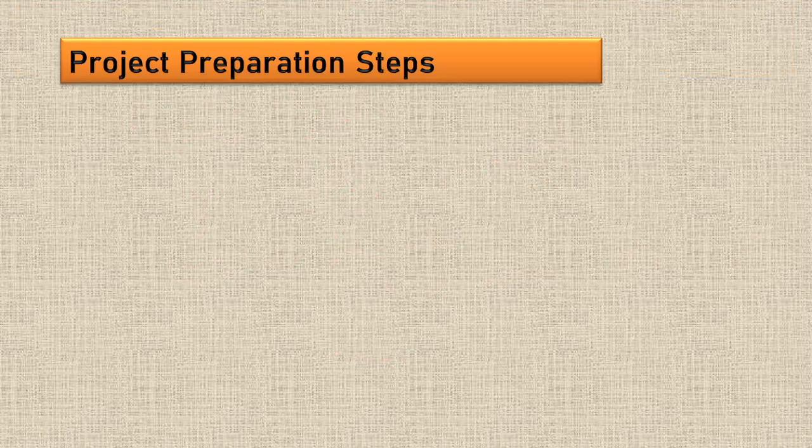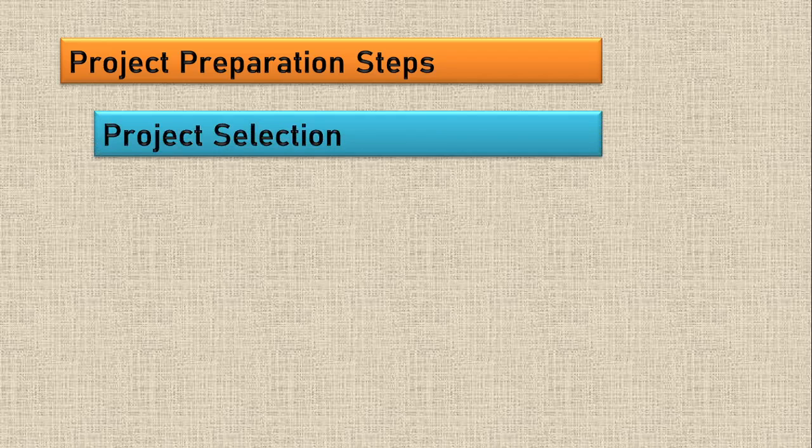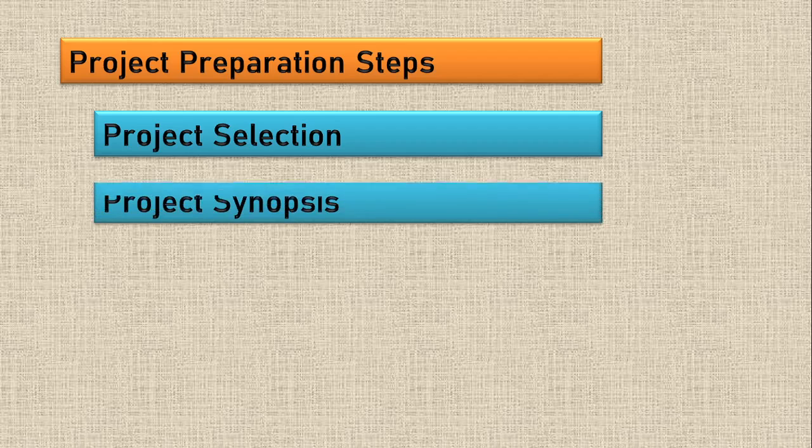Next, project preparation. In order to prepare the project, what are the steps you need to follow? First step is you need to select the project. In this case it is flight ticket booking. Like that there are a number of projects available, so you need to select any one particular project. After that, you need to prepare the synopsis. I'll show the synopsis at the end. So project synopsis is required.